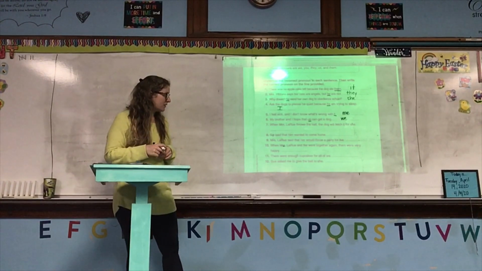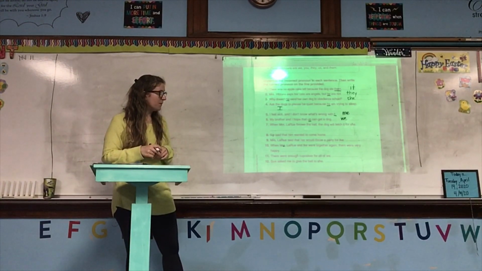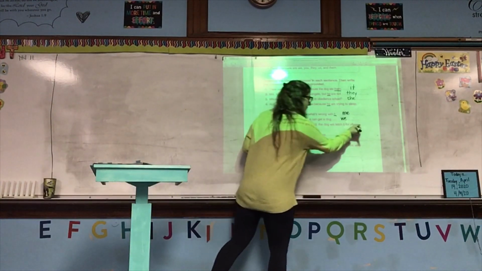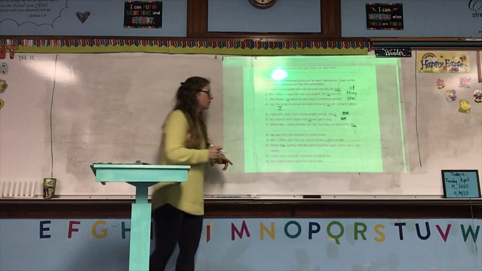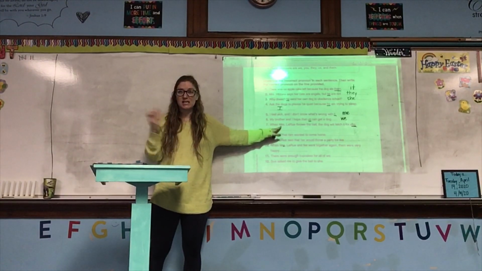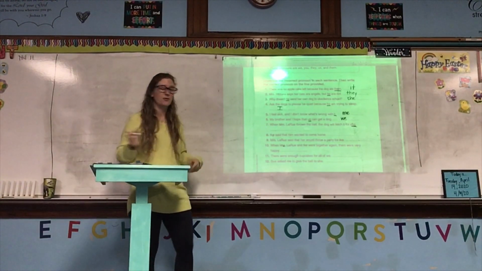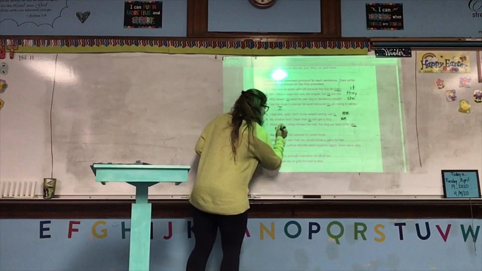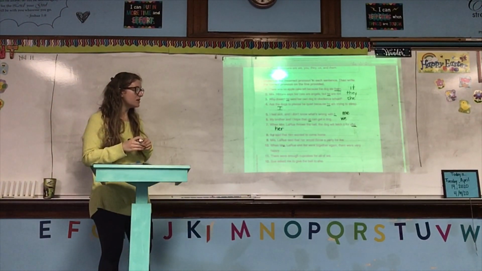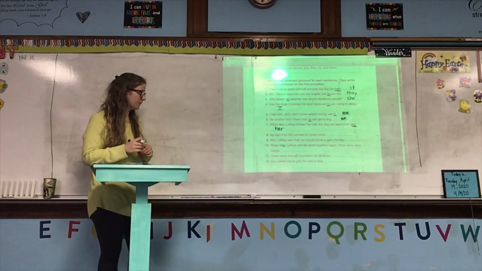Now number 7. When Mrs. LaRue throws the ball, the dog will fetch it for she. She doesn't sound quite right. But we know we're talking about Mrs. LaRue, so that means we need to use a different form of she. Well, the only other form of she is her. When Mrs. LaRue throws the ball, the dog will fetch it for her.